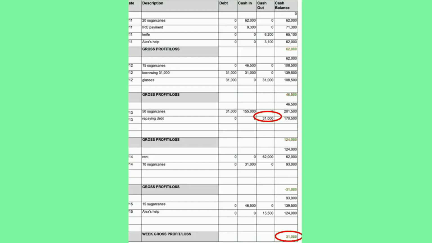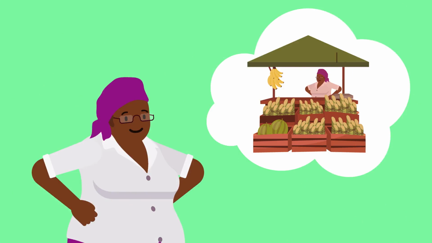I do this every day that I work to compare the profitability of my business on different days. When I repay my debts, I record it under the cash out column, and at the end of the week, I can see my weekly gross profit, 31,000 Ugandan shillings. This helps me understand how my business is doing and decide whether I need to change anything. Maybe too much money is leaving my business and I need to limit my expenses, or perhaps my sales are going well and I realize I have money to spare to buy a juicer.